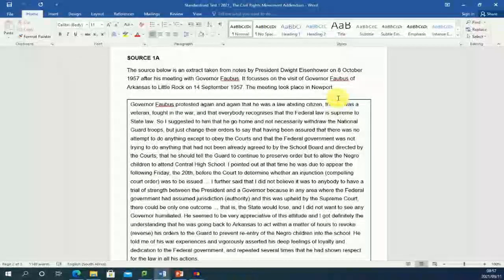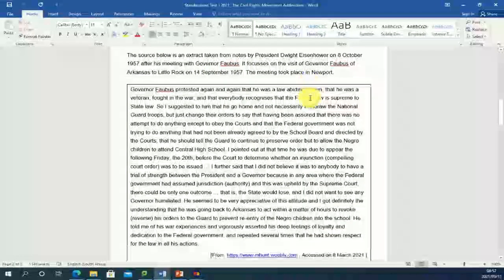So, like I mentioned before, this first part always contextualizes the source for you. And here it says the source below is an extract taken from notes by President Dwight Eisenhower on the 8th of October 1957 after his meeting with Governor Faubus. And it focuses on the visit of Faubus of Arkansas to Little Rock on the 14th of September 1957, and the meeting took place in Newport. So it tells us who, it tells us where, it tells us what, and it tells us when. All the W's, okay? Alright.